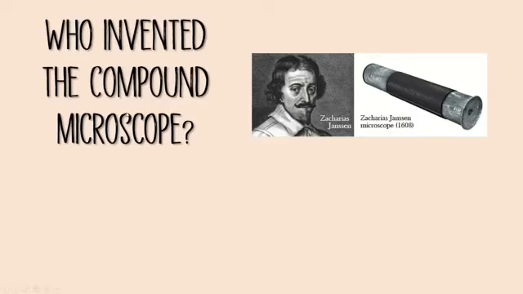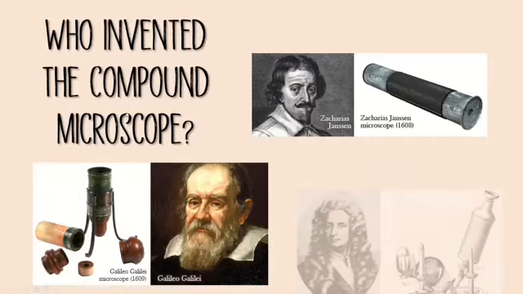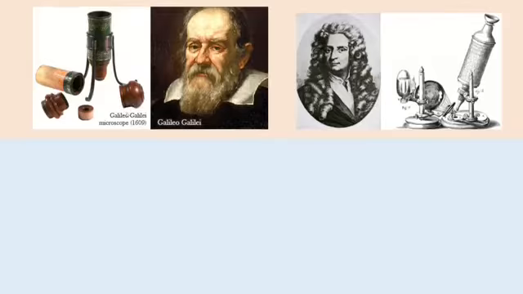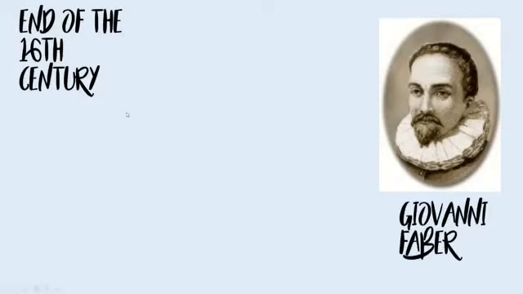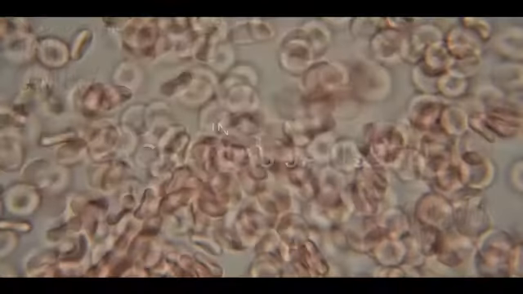But who invented the compound microscope? With absolute certainty, we can say that nobody knows the answer. Perhaps Zacharias Janssen, Galileo Galilei, or Cornelius Drebbel were the inventors. The microscope was invented at the end of the 16th century, and the first person who named this invention a microscope was Giovanni Faber in 1625.